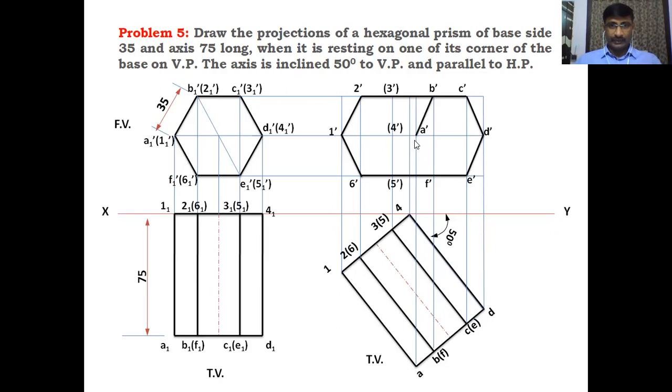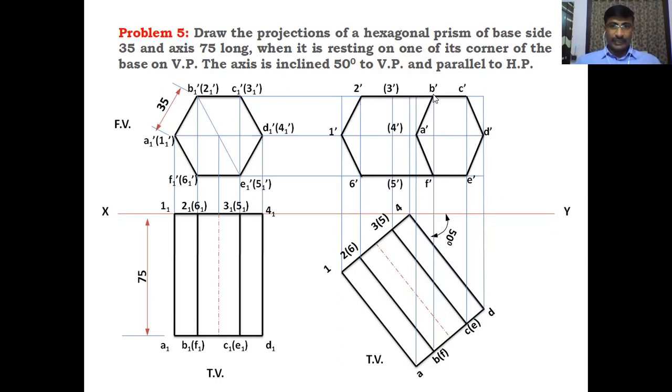So A dash B dash is also a visible base side, and B dash F dash is a visible base side. This is the visible base. First of all, draw the outer lines dark, and then make the visible base dark. Join it with a dark pencil. And the longer edges which are visible are here.